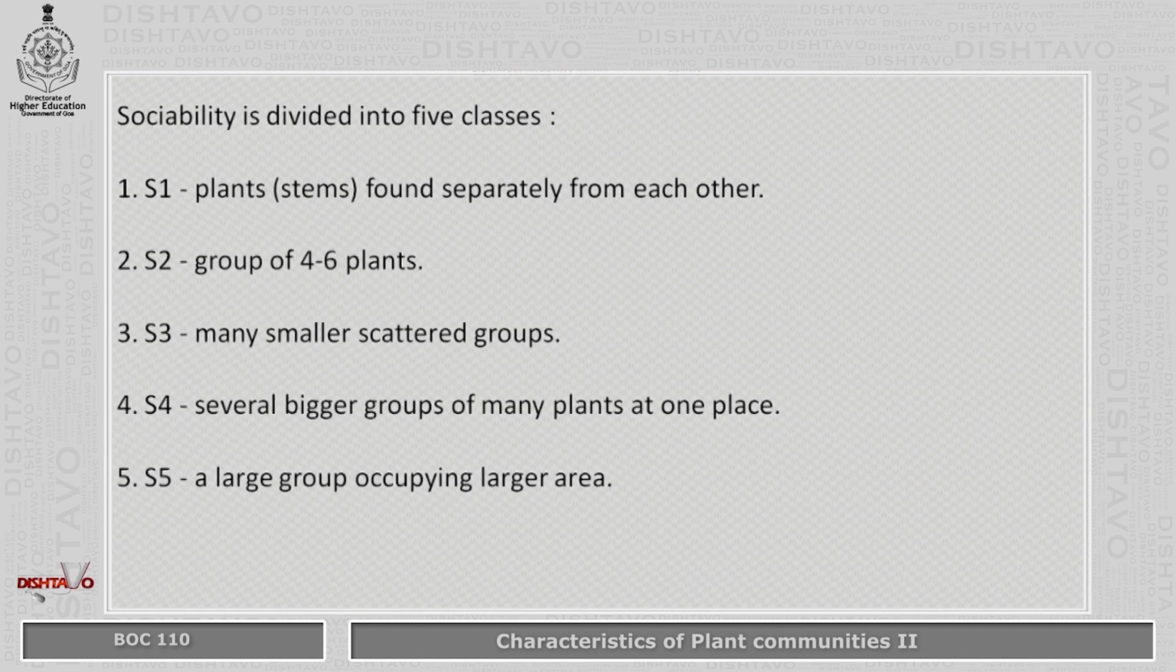Sociability is again divided into 5 classes: S1, S2, S3, S4 and S5. S1 is plants which are found separately from each other. S2, wherein you find a group of 4 to 6 plants. S3, many small scattered groups. S4 is several bigger groups of many plants at one place. And S5 is a large group occupying a very large area.